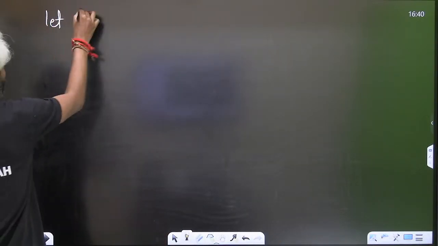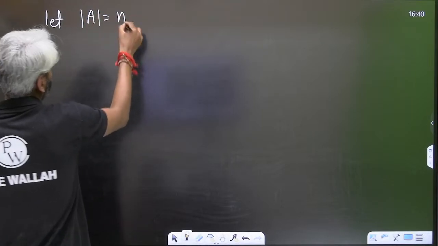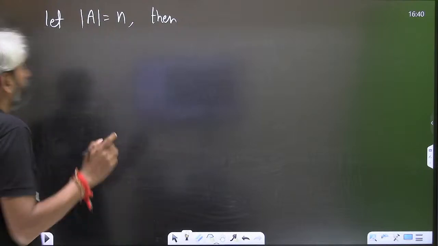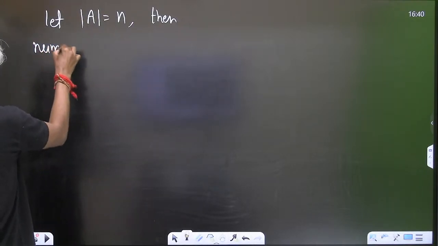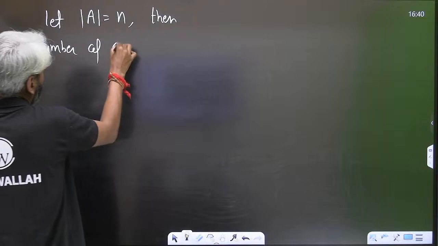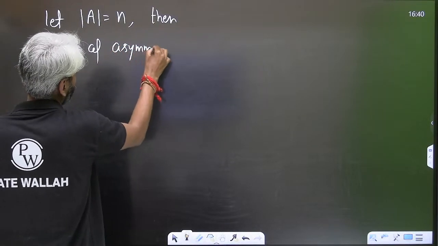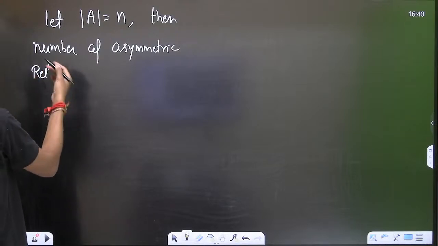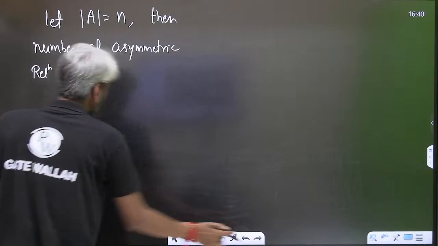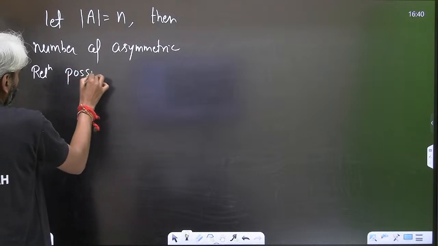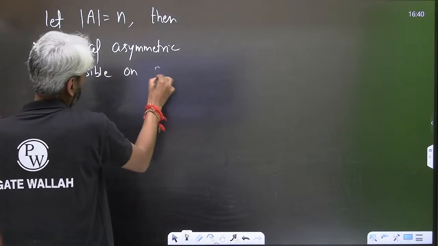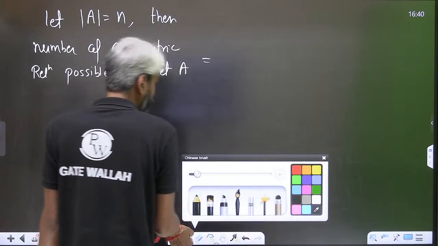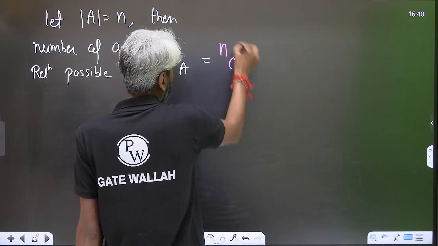Let mod A equal to n. Then my question is, how many asymmetric relations are possible? Then the number of asymmetric relations possible on set A will be what? Simple story. None of the diagonal ordered pair should be present.